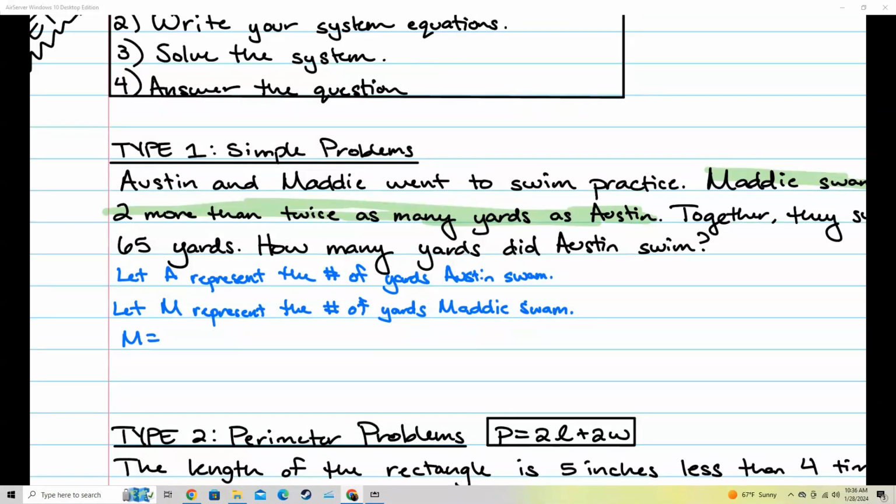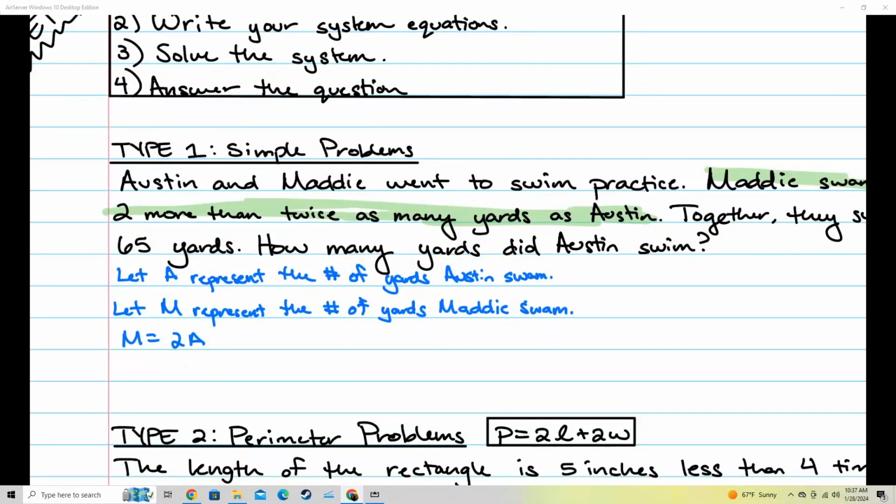Twice as many. So if I had $10 and I have twice as much now, that means I'm multiplying it by two. So I'm taking the number of yards that Austin swam. I don't know how many yards he swam, but I know that it's twice as much. So I need to take Austin's value and multiply that by two. Remember, A represents the number of yards that Austin swam. So really, if I write 2A like this, that represents twice as many yards as Austin, because we take Austin's yards and multiply it by 2. So this right here represents twice as many yards as Austin.